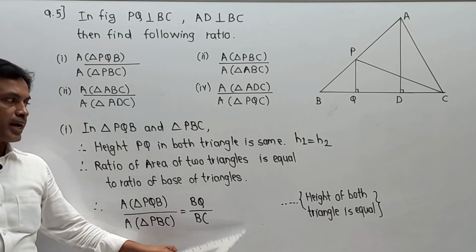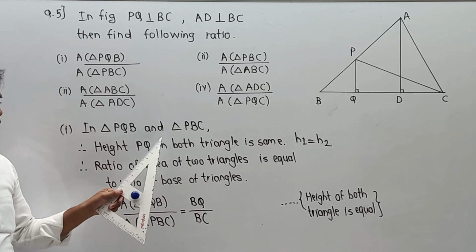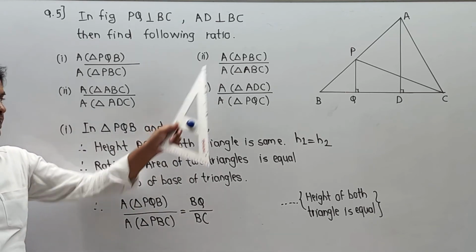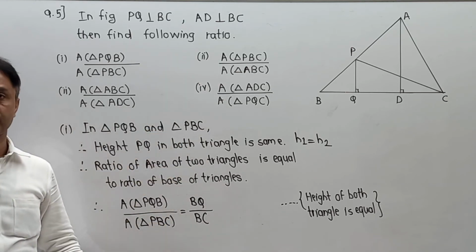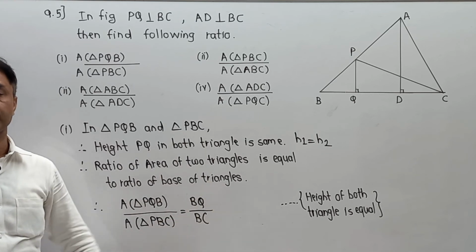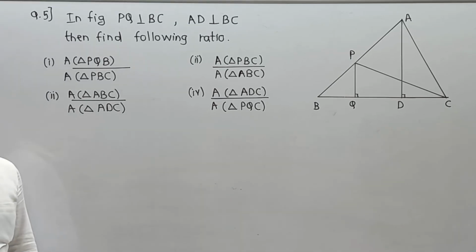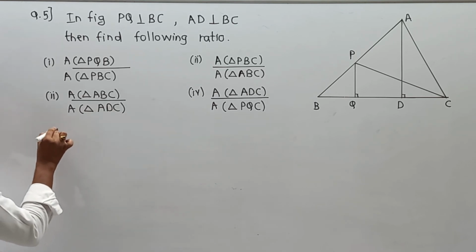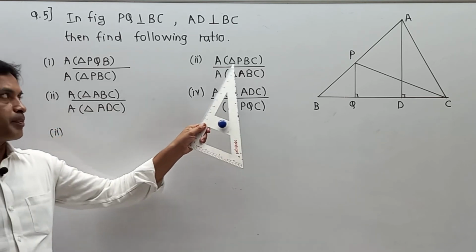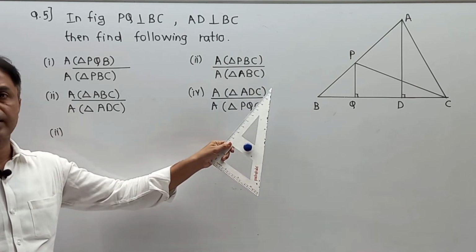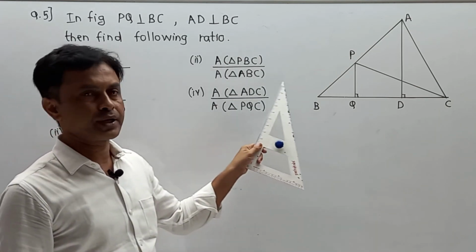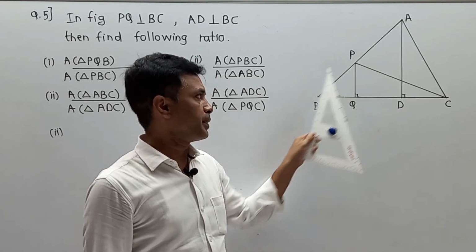Now student, as per board availability, I have solved the first question, now I am going to rough it, then second, then third and fourth. So please follow the next part over here. Now our second question is area of triangle PBC upon area of triangle ABC. PBC upon ABC.